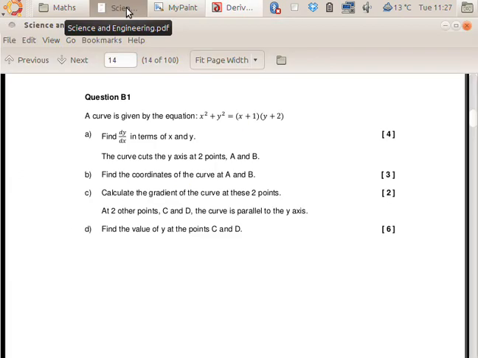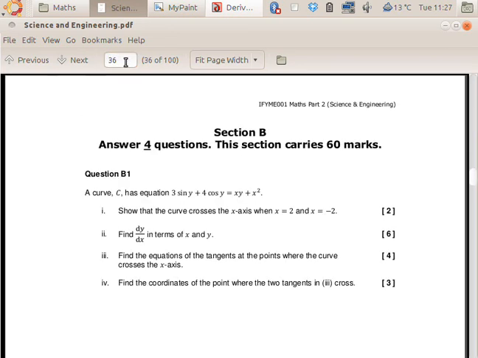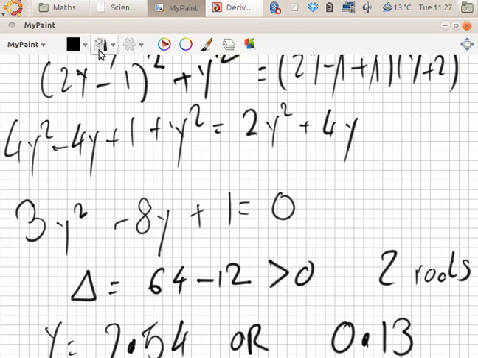What's the next question now? Which page? 36. The whole thing? Part of it? Okay, so just give me this equation, call it out to me. Do you have it written down? Yep, okay, so hang on.